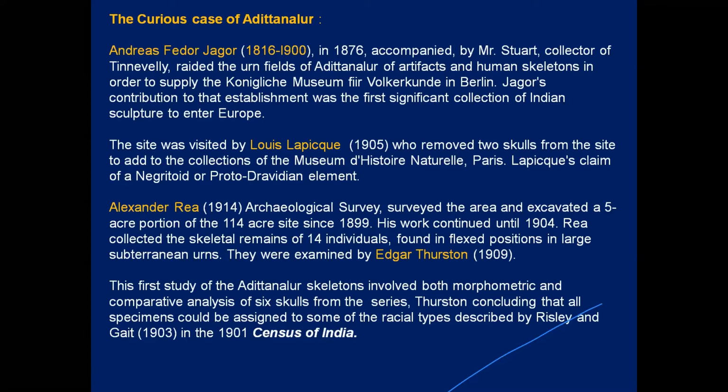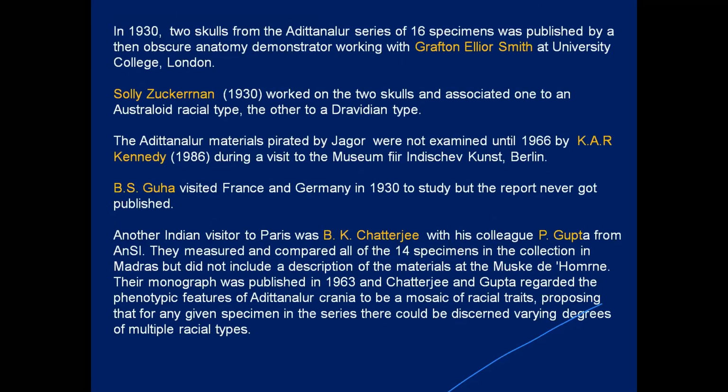They were examined by Edgar Thurston in 1909. So the first study of the Adichanallur skeletons involved both morphometric and comparative analysis of 6 skulls from the series that Alexander Rea excavated. He said they could be assigned to some of the racial types described by Risley and Gait, which was published in the Census of India. So this was also the beginning of the Adichanallur question: who were these Adichanallur people?